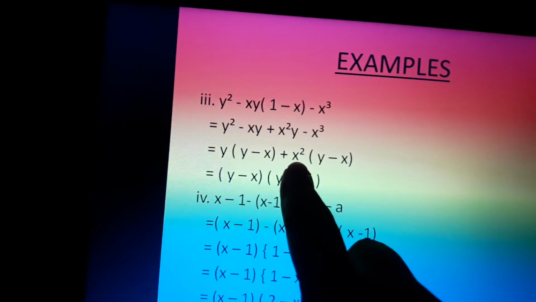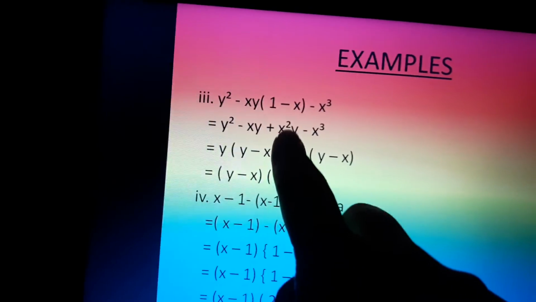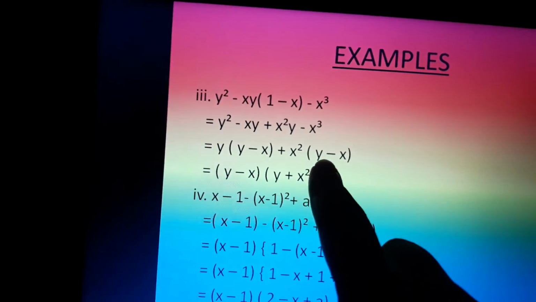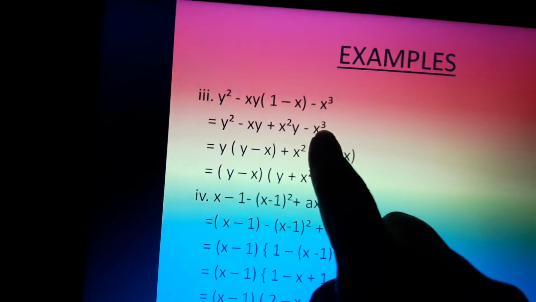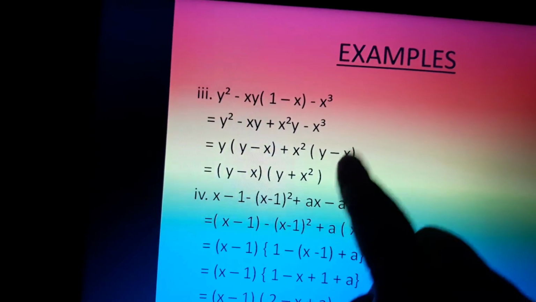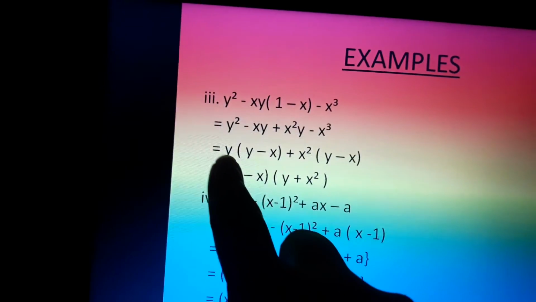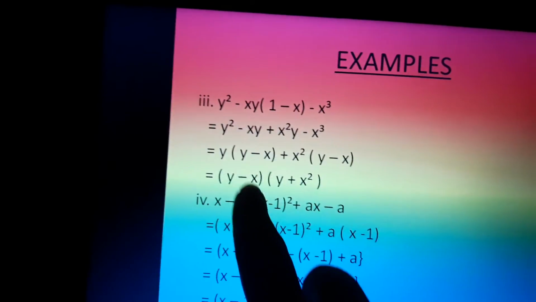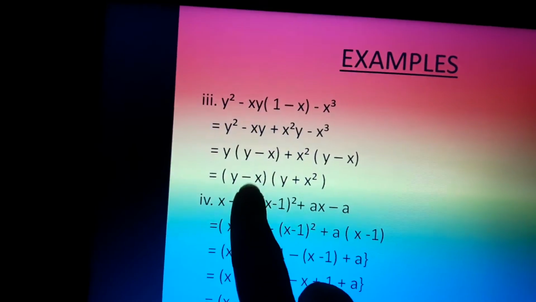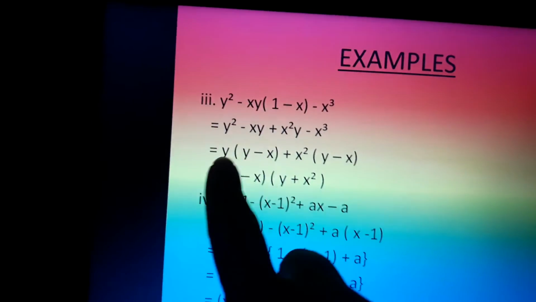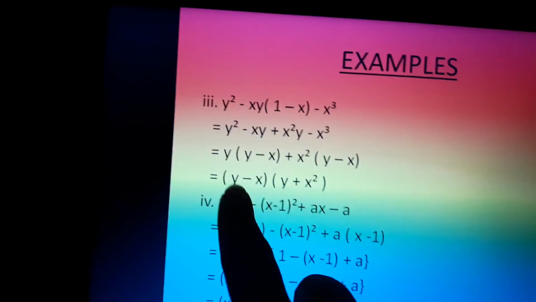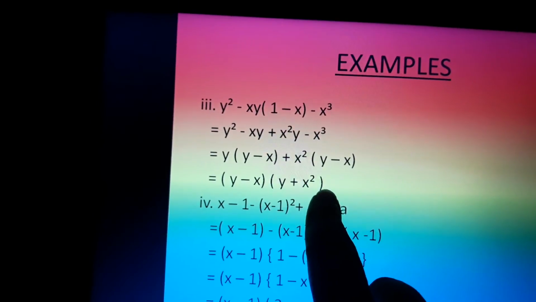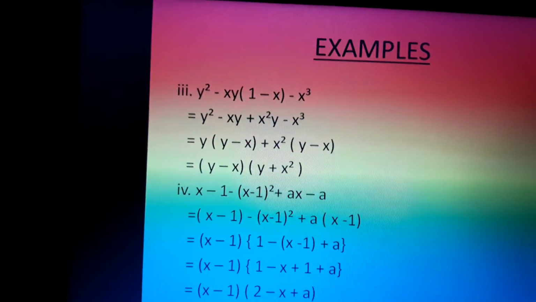See, x square is common. So in the bracket you divide x square y by x square, you get y, then put this minus sign, x cube divided by x square gives x. Close the bracket. Now in these two terms, y into (y minus x) plus x square into (y minus x), we get y minus x common. So take y minus x common, and in the bracket we are left with y plus x square. So these are our two factors: (y minus x) into (y plus x square).